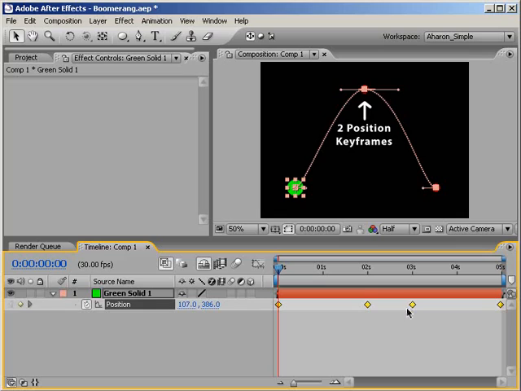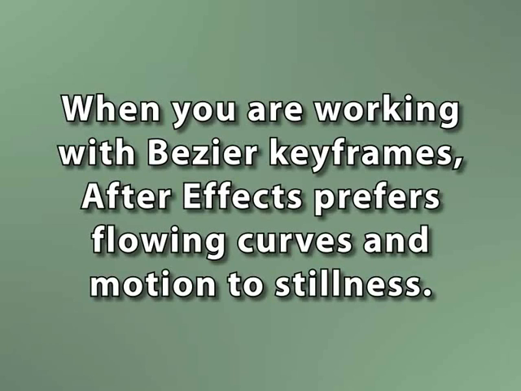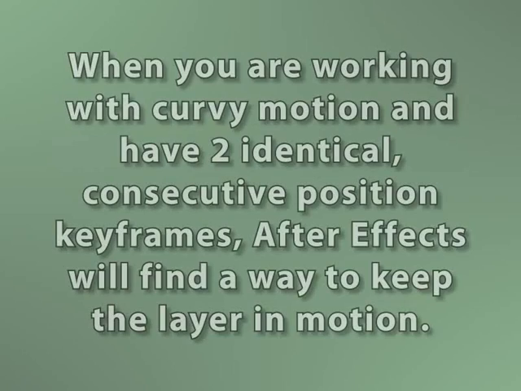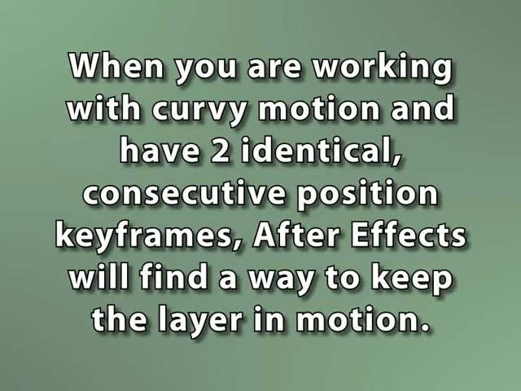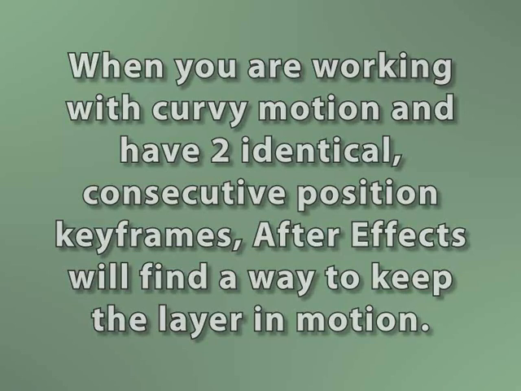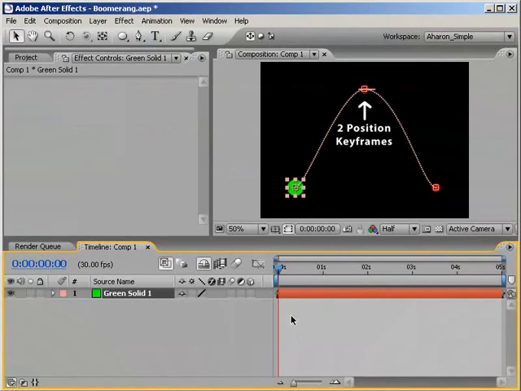Now we need to find a solution that allows us to keep our curvy motion, but that doesn't give us that pesky boomerang effect. But the thing is, when you're working with Bezier keyframes, After Effects likes flowing curves and motion. That's right, no opportunities for your layer to bludger about sitting around doing nothing. Oh no, when you're working with curvy motion and have two keyframes on the same spot, After Effects will find a way to continue moving that layer, even if that means looping it around back into position before moving it out again.